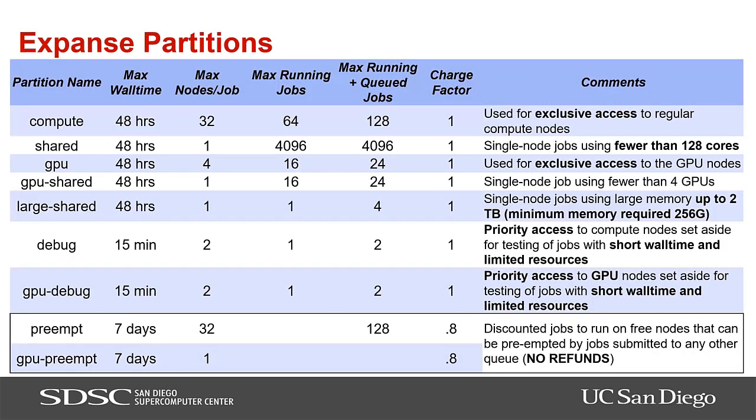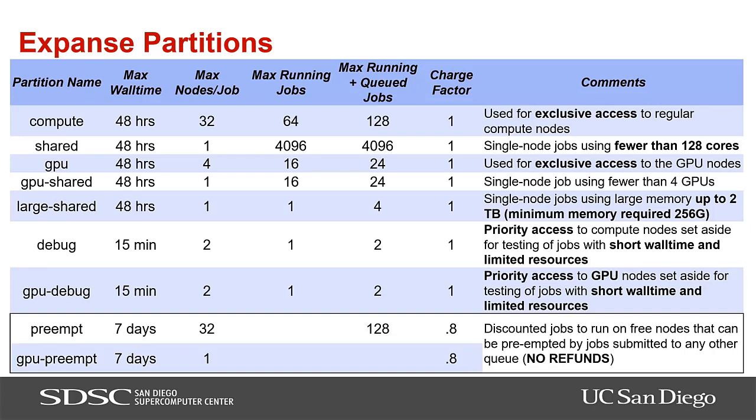Mahi talked about the partitions already, so we should be familiar with most of these. We have 9 partitions out there, 7 of them: compute, shared, GPU, GPU shared, large shared, debug, and GPU debug, are all going to have a charge factor of 1.